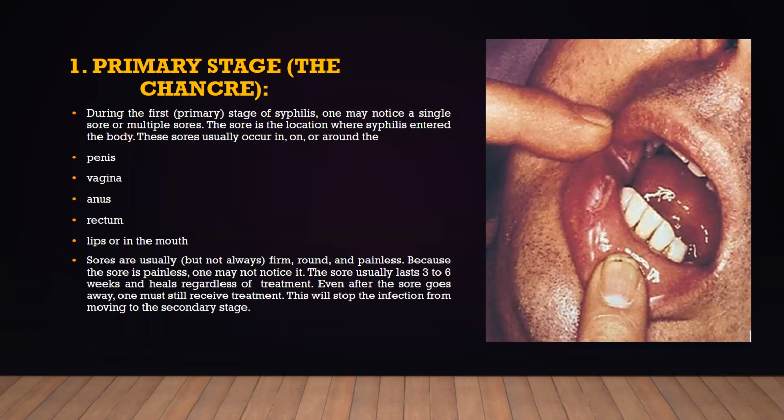During the first primary stage of syphilis, one may notice a single sore or multiple sores. The sore is the location where syphilis entered the body. These sores usually occur in or around the penis, vagina, anus, rectum, lips, or in the mouth. Sores are usually but not always firm, round, and painless. Because the sore is painless, one may not notice it. The sore usually lasts 3 to 6 weeks and heals regardless of treatment. Even after the sore goes away, one must still receive treatment. This will stop the infection from moving to the secondary stage.